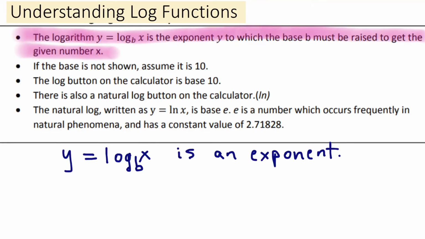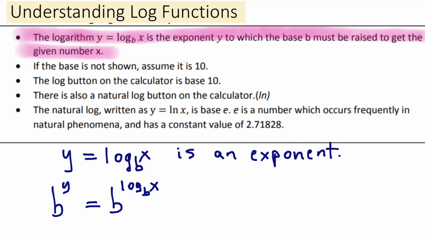First, it says the logarithm is the exponent. So we're going to say this y is equal to this is an exponent. Then we say to which the base b must be raised. So I wrote that. So if it's raised to the y, this exponent we're talking about, since y is equal to log to the base b of x, I'm going to call that exponent log to the base b of x, since y and log to the base b of x are said to be equal.